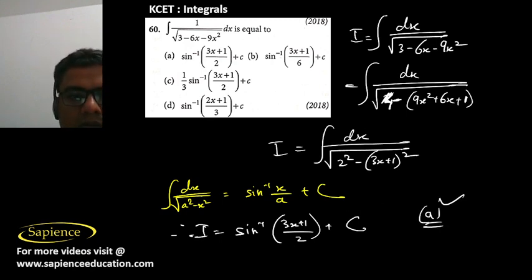Sorry, in the integral here 3x plus 1 is there, so 1 by 3 also will be there. 1 by 3 sine inverse of 3x plus 1 by 2. So option C is the correct answer.